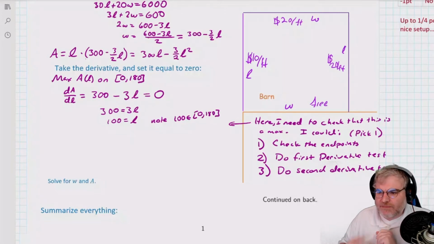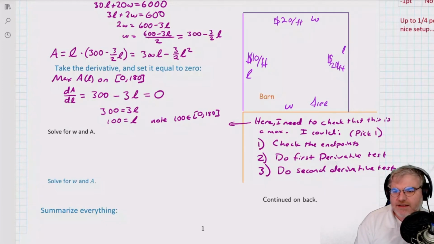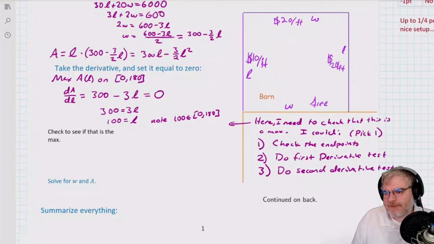So I need to do something here to talk about check min or check max. Okay, so let's see. I'll write that right here. Check min, check to see if that is the max. Okay. So 1 to 5, how do we feel about the fact that I need to do this now? Somehow I need to make some argument to see whether or not I have a max.